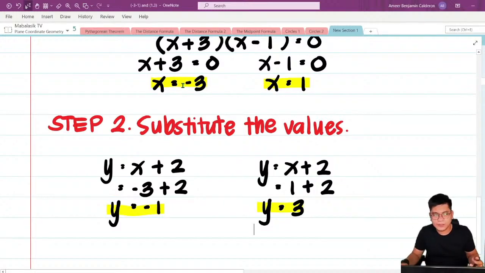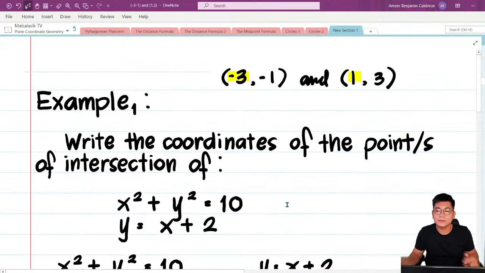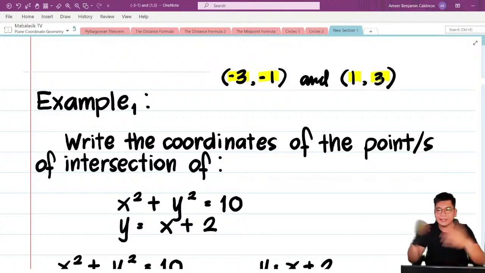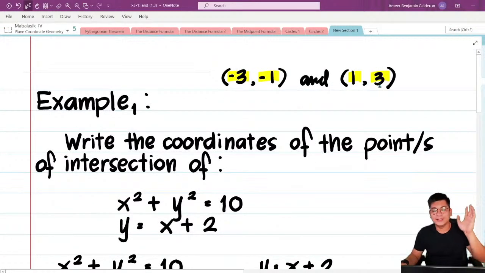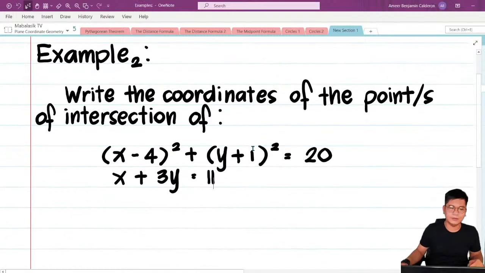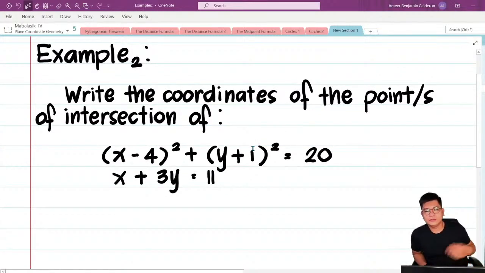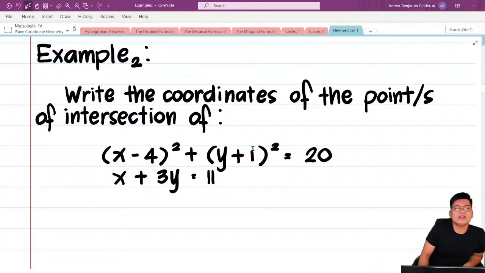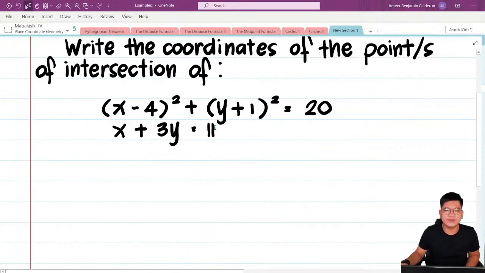Let us just check. If x is negative 3, y should be negative 1. And then if x is 1, y should be 3. Negative 1, positive 3. So all methods produced the same answer. So that means any of the three methods, if we use them, we will get the same answers. So again, the usage of the graphing calculator, manual graphing and algebraic. Let us have another example. Because the number one example was relatively easy since the center is at the point of origin, right? And the equation of the circle is already in simple form. So, it's relatively easy. Let's try this.